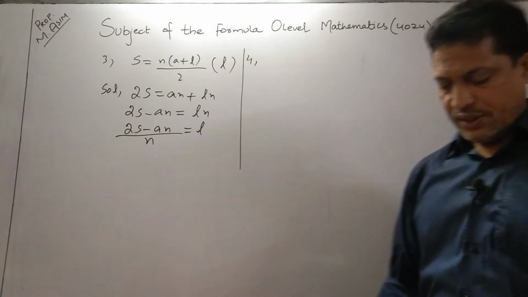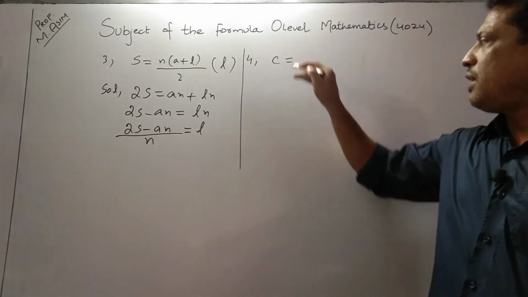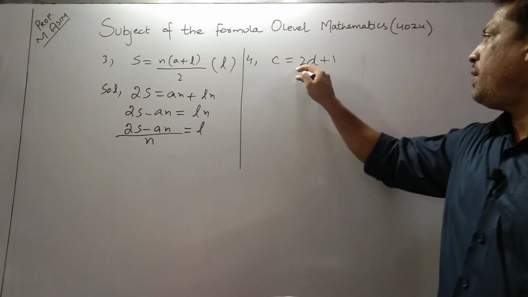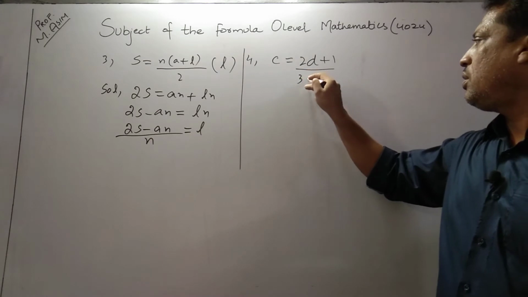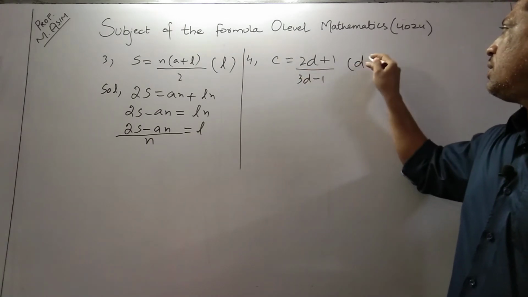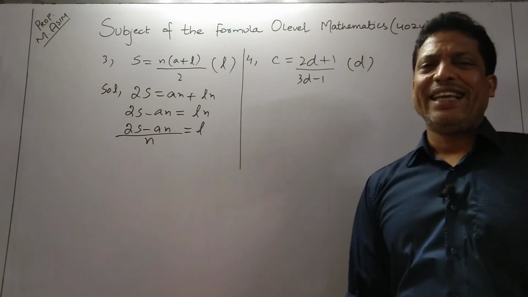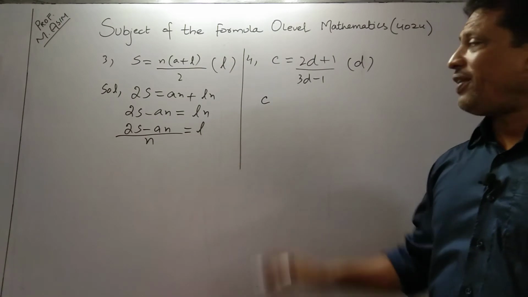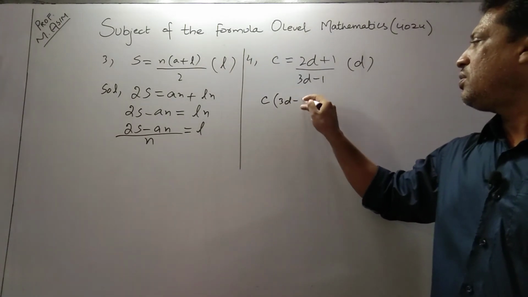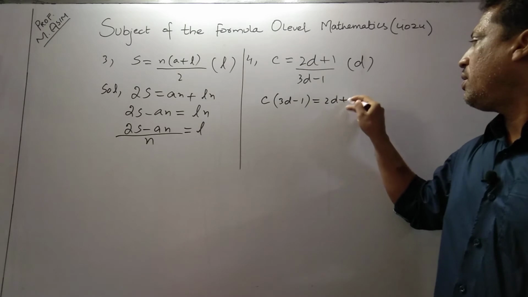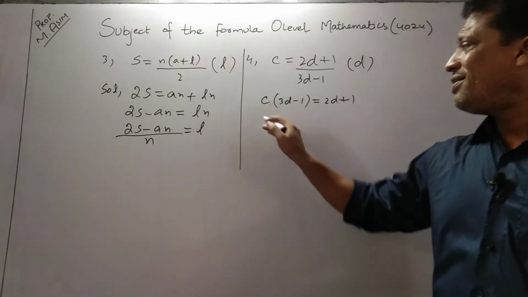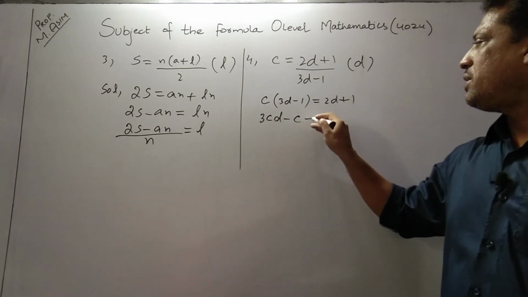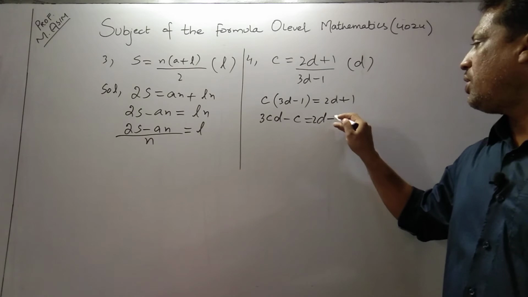Question number 4 is c is equal to (2d plus 1) upon (3d minus 1), and the target is to make d the subject of the formula. c, this 3d minus 1 is a divisor, so this should be multiplied. c into 3d is 3cd. c into 1 is c. 2d plus 1.